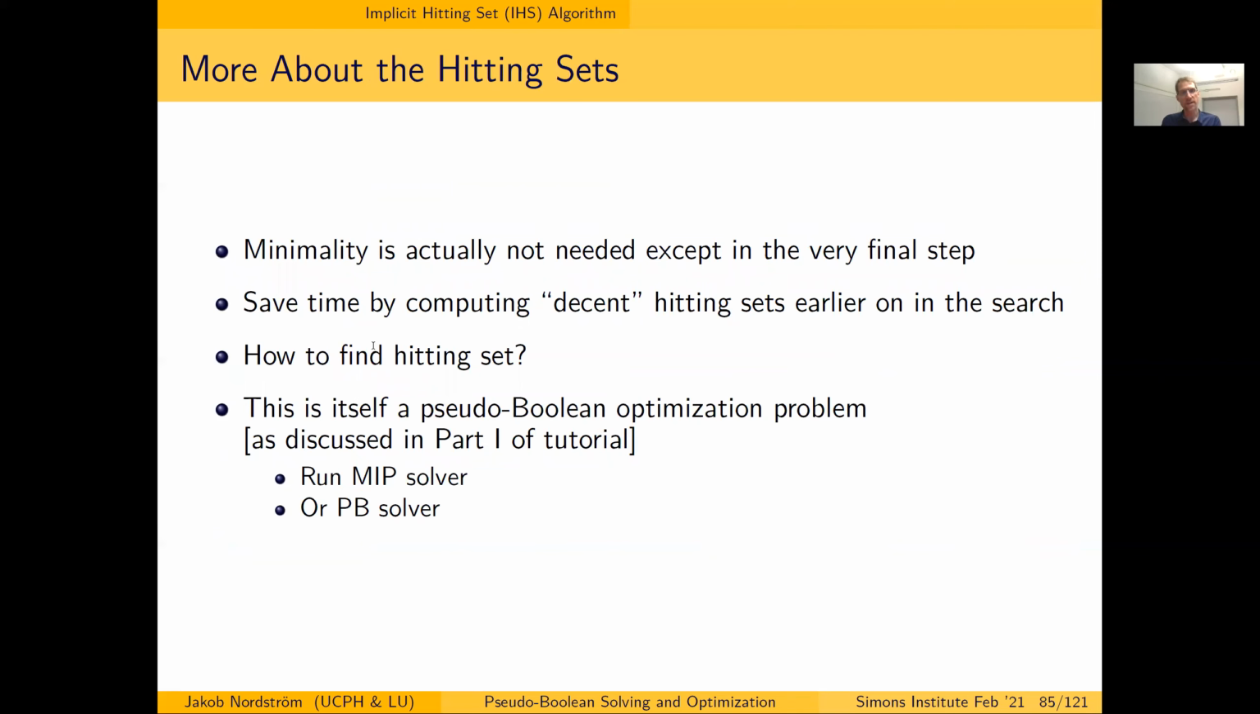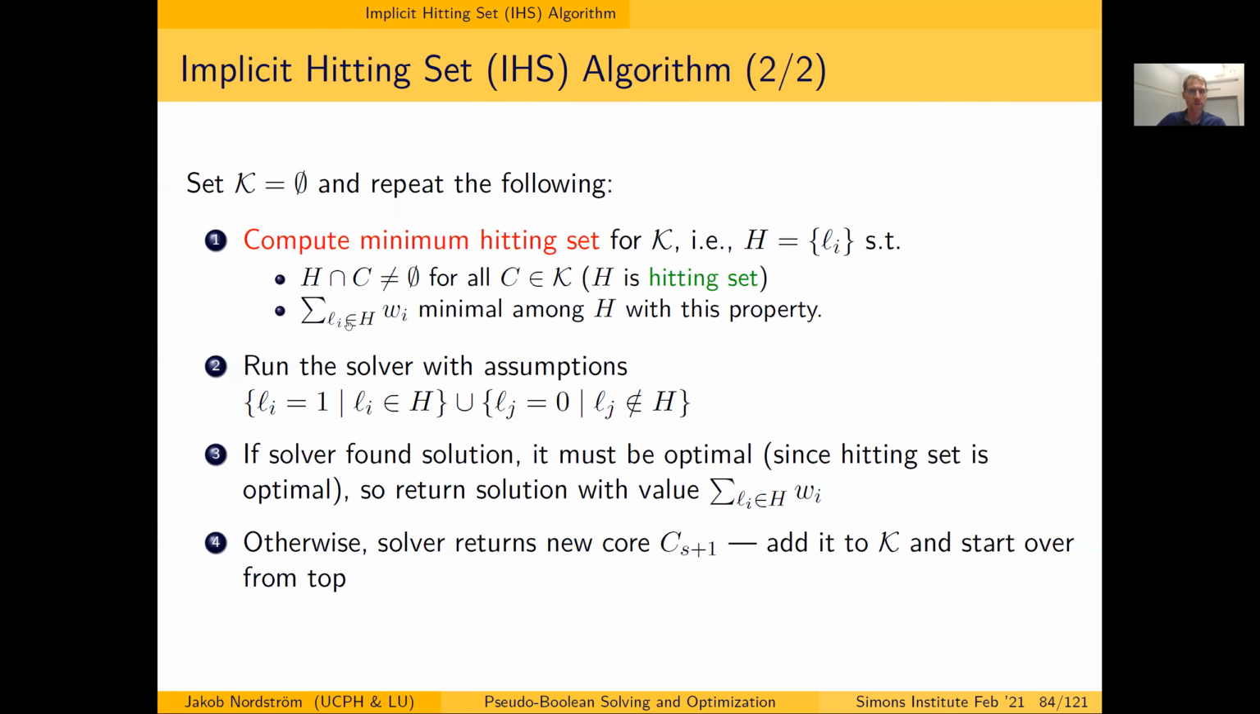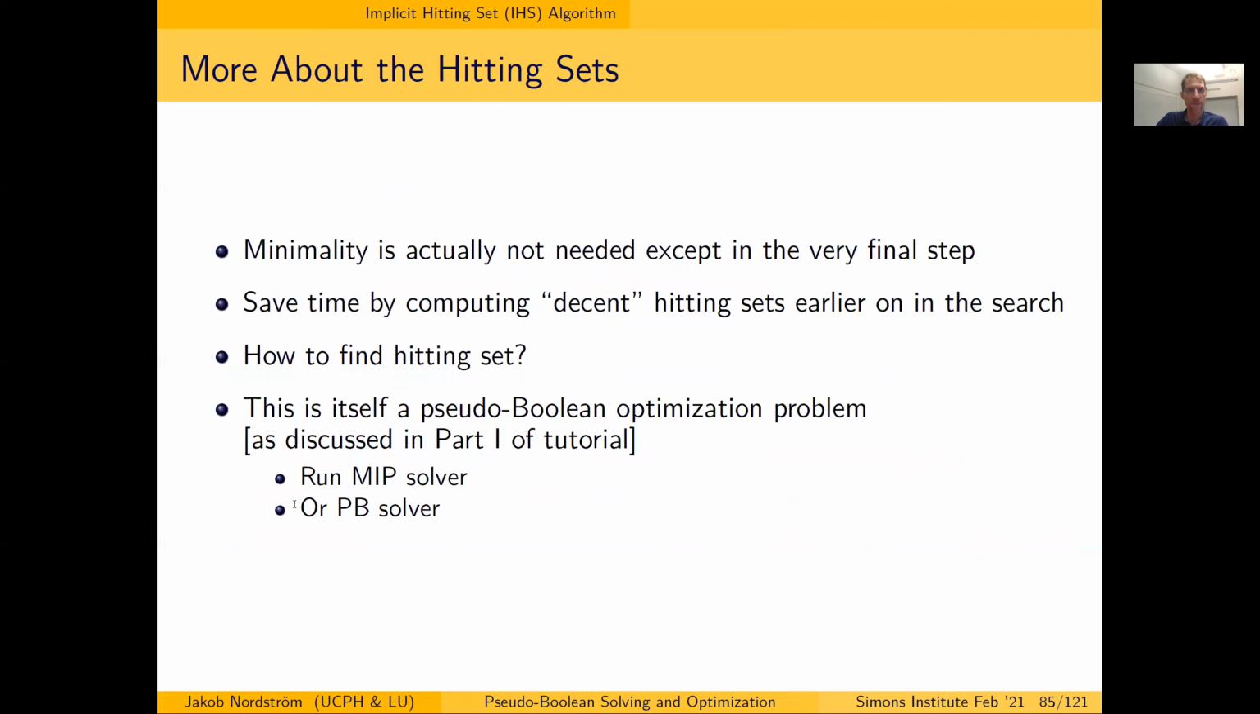And one observation is: when are we using minimality? We're only using minimality here, so that when the solver finds a solution, it's optimal since the hitting set is optimal. This means that in early iterations, we can just compute decent hitting sets, not necessarily optimal ones. We only need to check optimality at the very end.